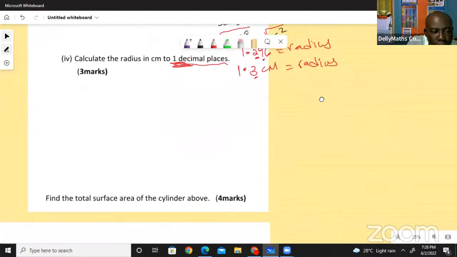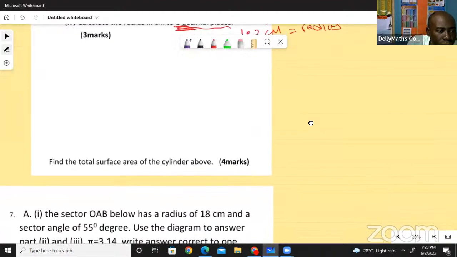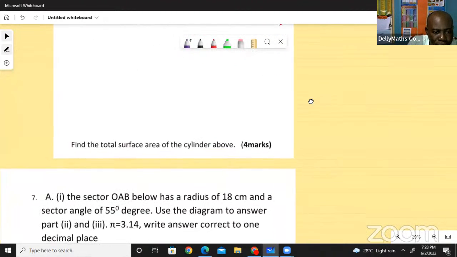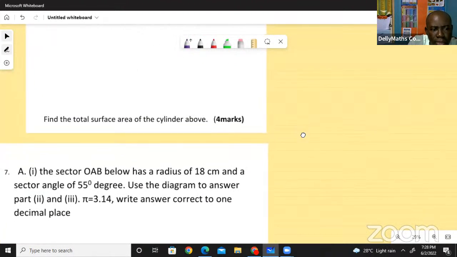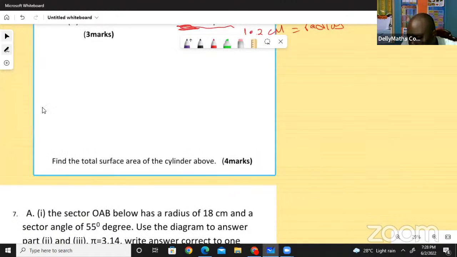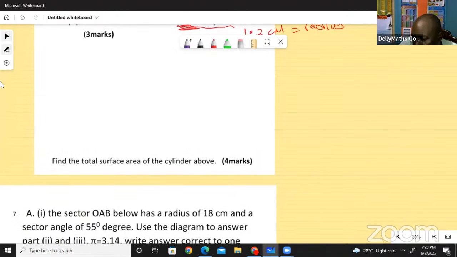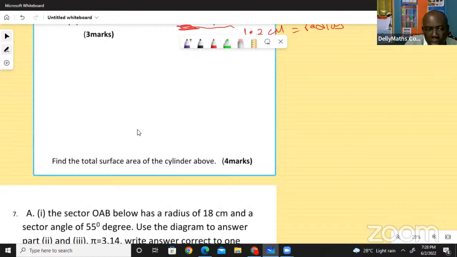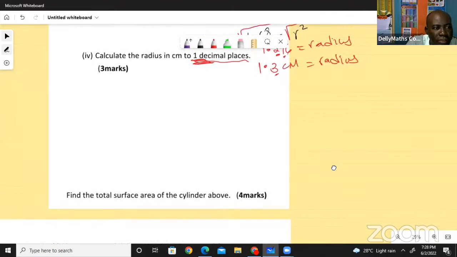Look at what you have to look at. Find the total surface area. This one is very technical. We have about 3 questions to wrap it up. As you can see, we have 3 questions to wrap up. All right, let's go again. Find the total surface area.